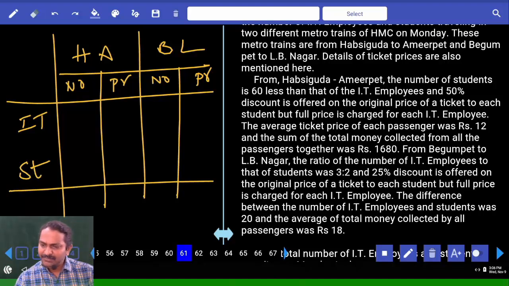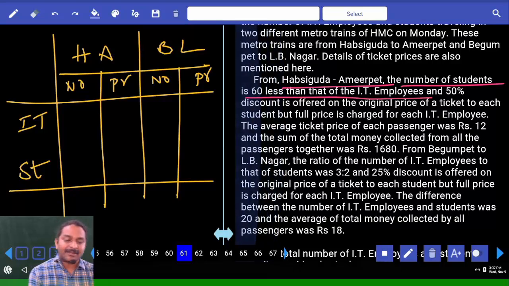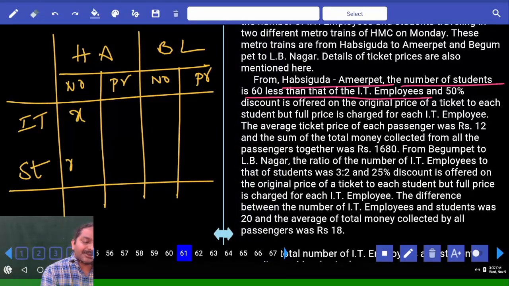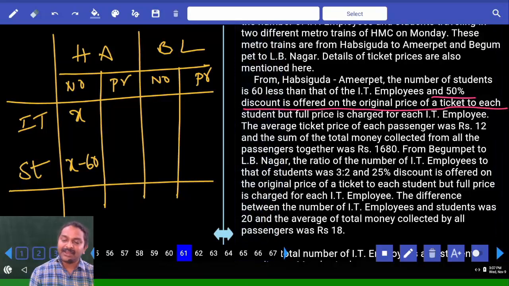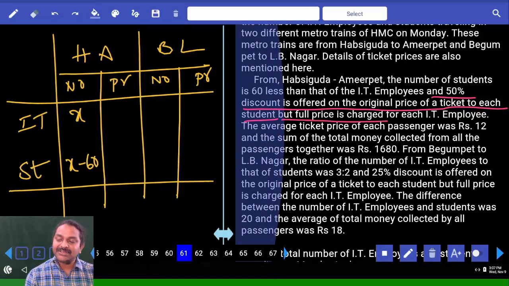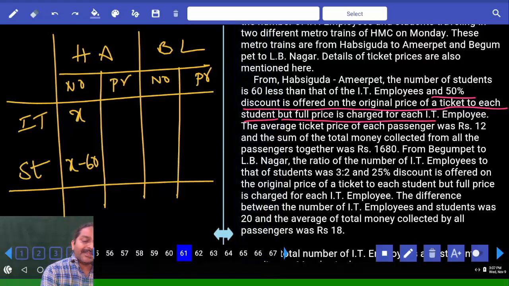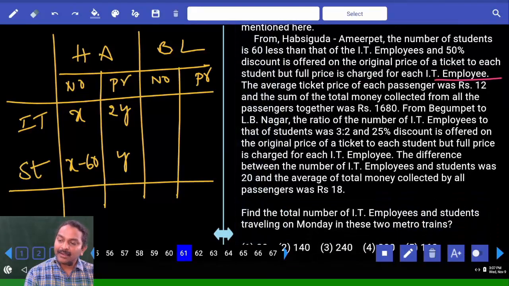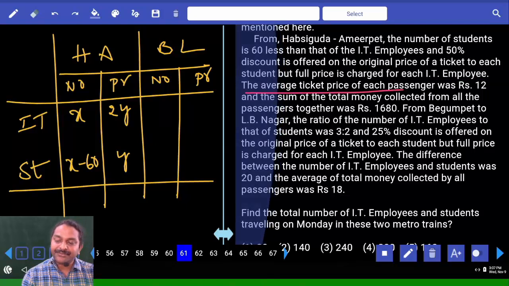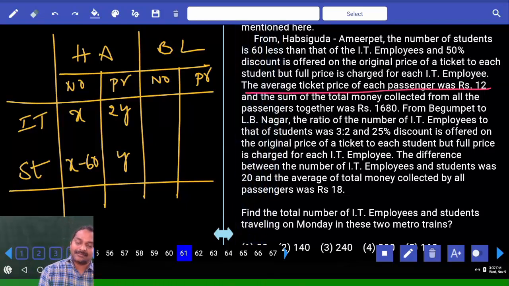Continue. From Hapsiguda to Amirpet, the number of students is 60 less than number of IT employees. If IT employees are X, number of students becomes X minus 60. And 50% of discount is offered on the original price of a ticket to each student, but full price is charged from IT. So from IT people, if 2Y rupees are charged, from students only Y rupees will be charged. Correct?